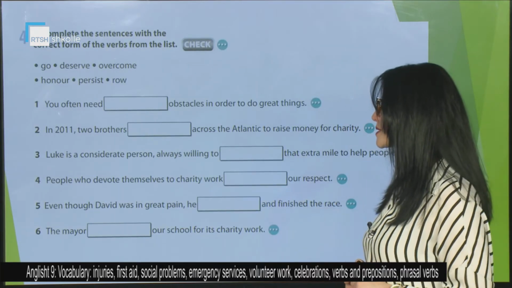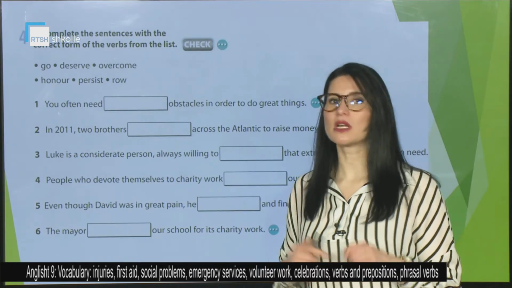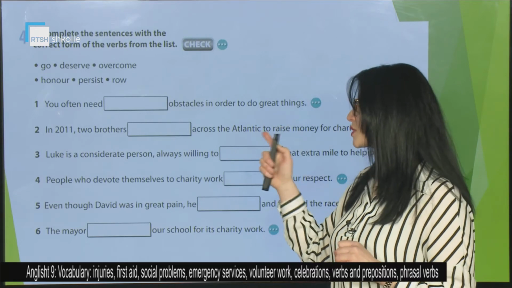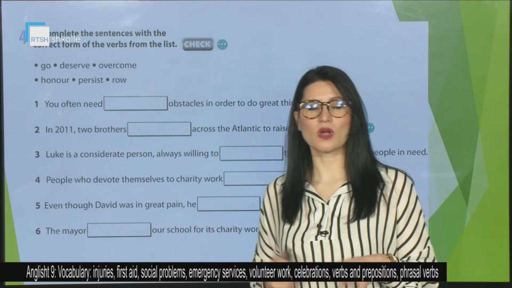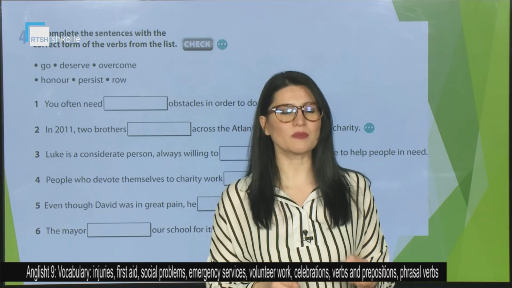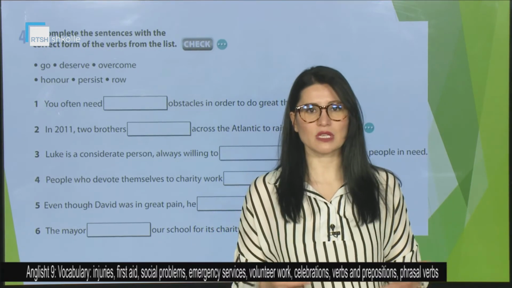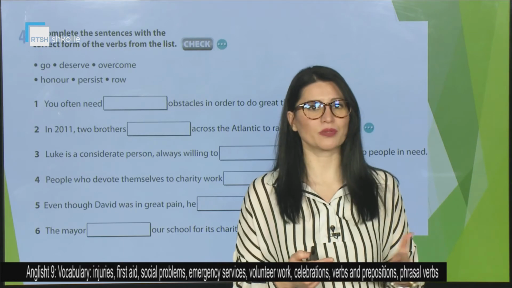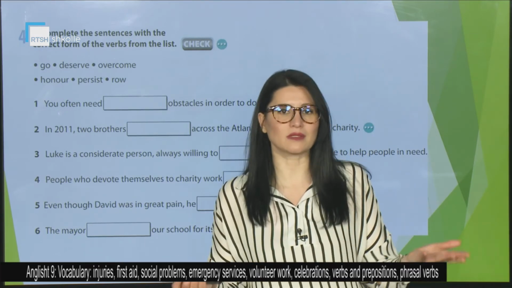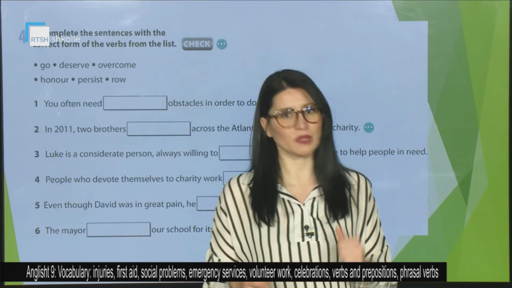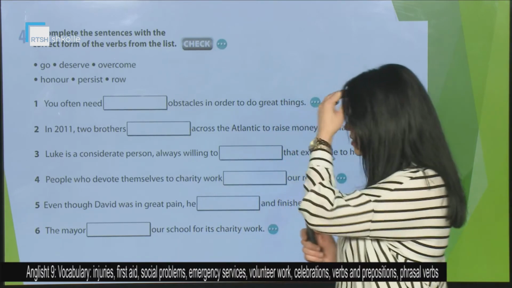We have another exercise. We have got some verbs here. They are go, deserve, overcome, honor, persist, and row. But we are going to use these verbs in their correct form, which means we can use them as a bare infinitive, as an infinitive, as a gerund, or in the correct tense, for example, present simple, past simple, etc. Let's read the sentences together.